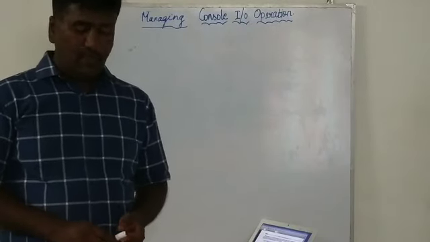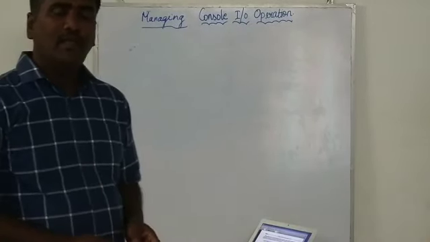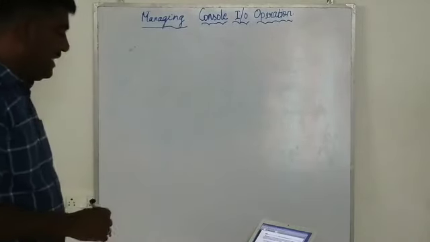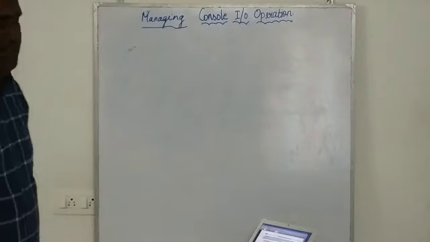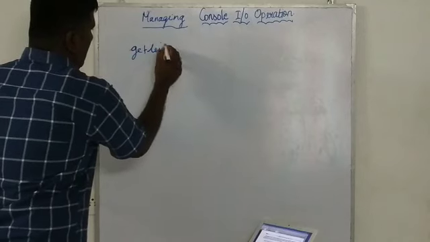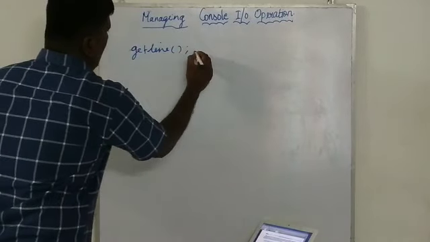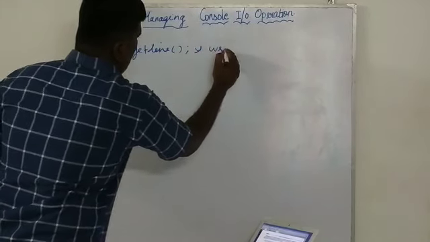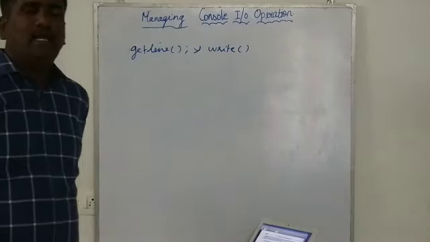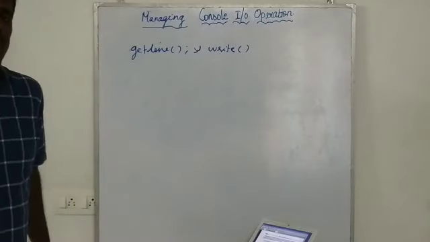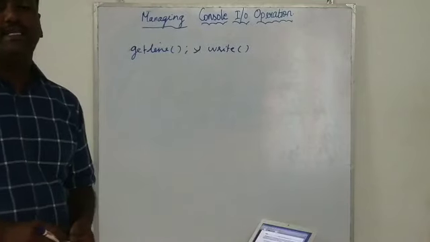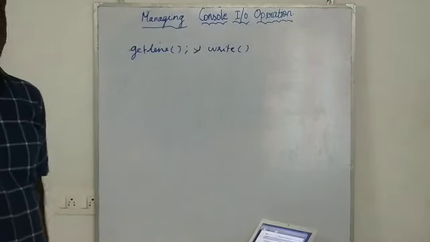Today in class we are going to see unformatted I/O operations: the getline and write functions. The getline and the write functions are also unformatted I/O operations for managing the control of I/O operation.